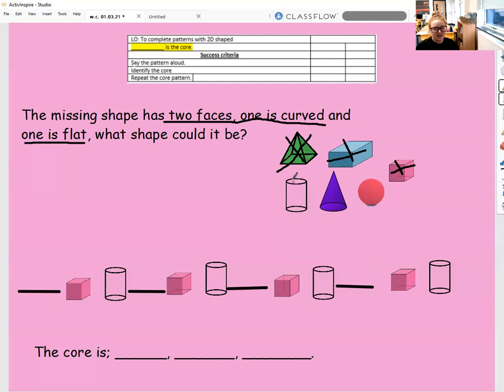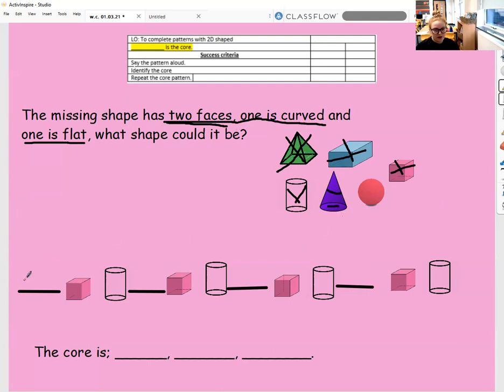I know my cylinder has 3 faces. 2 are flat and 1 is curved. Well, I'm looking for 2 faces, 1 is curved and 1 is flat, so it is not a cylinder. My cone has 2 faces. Oh, it could be a cone. 1 is curved and 1 is flat. Well, I know my cone has 1 curved face and 1 flat face. So I know that my missing shape, therefore, is a cone.